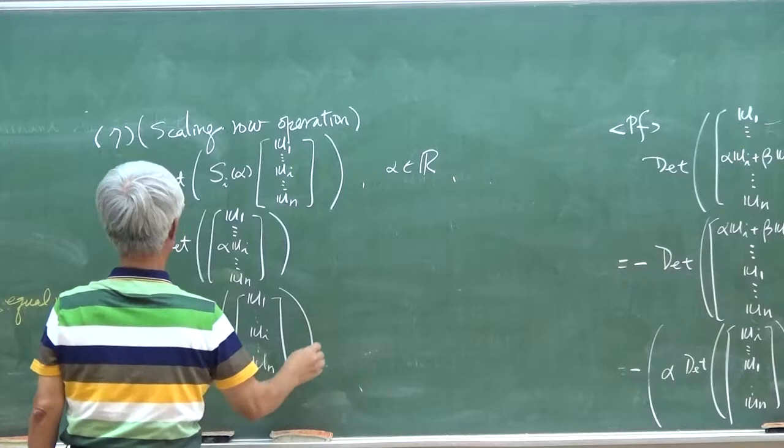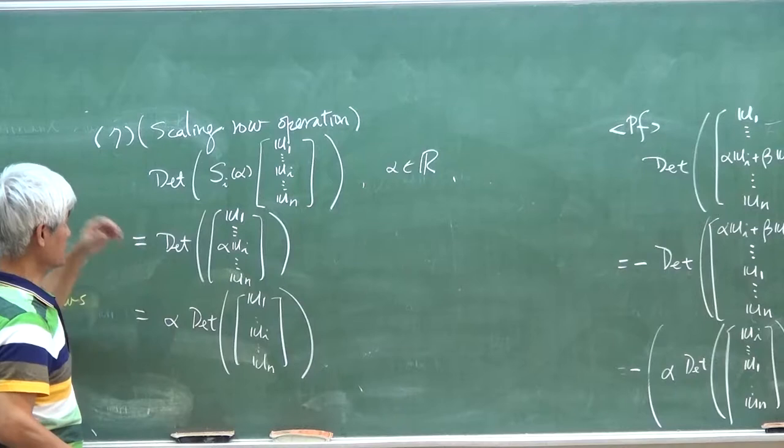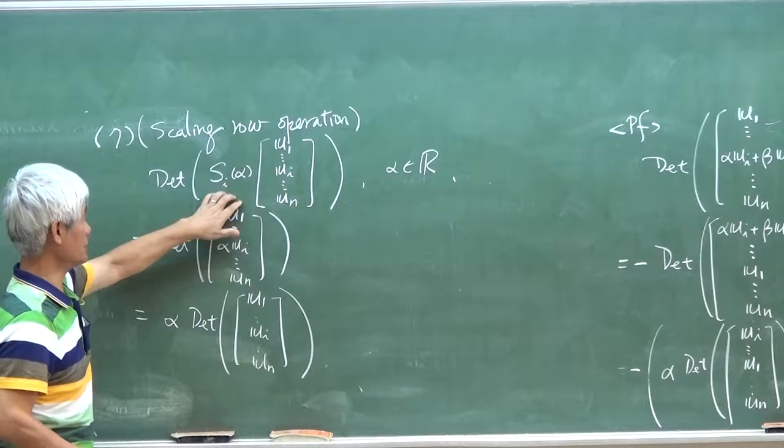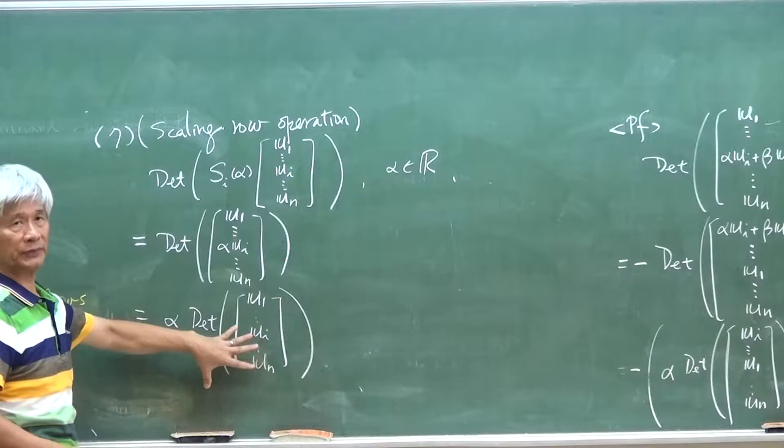So to do a scaling, it's the same as you multiply up. The resulting matrix's determinant is equal to the scale alpha times the determinant of the original matrix.